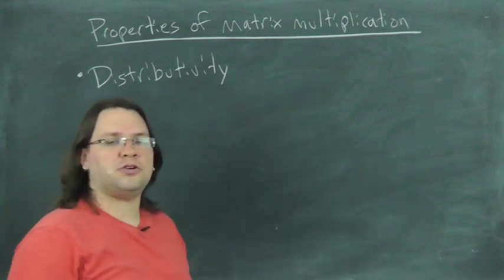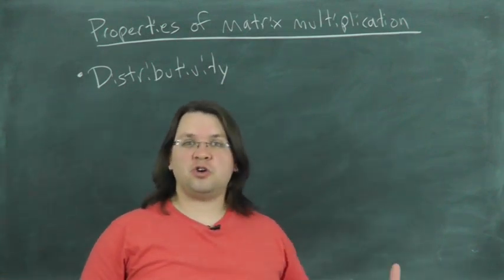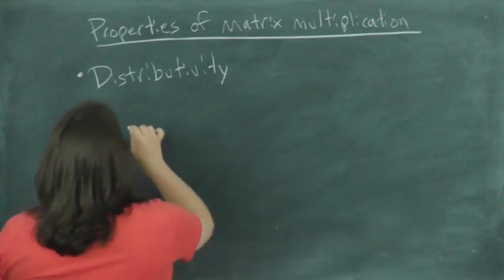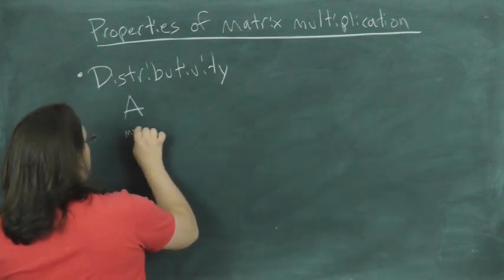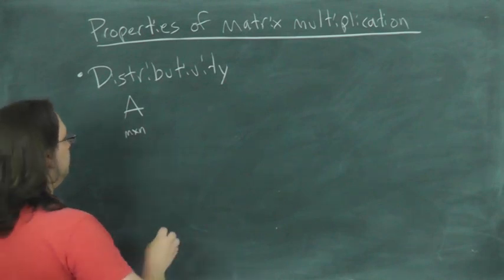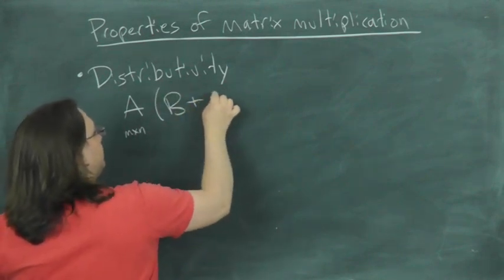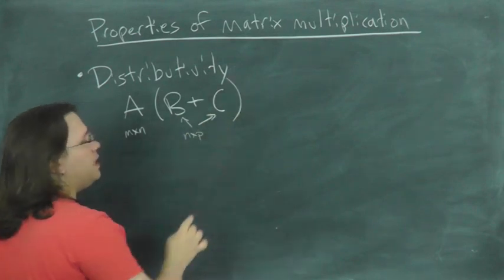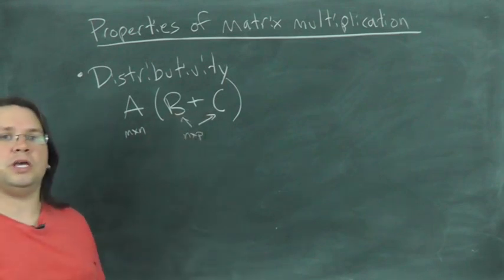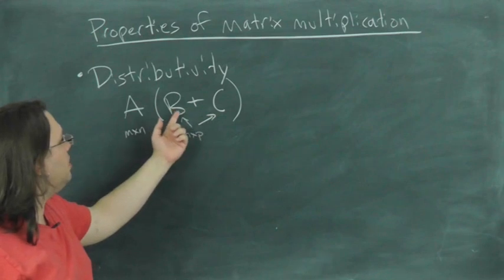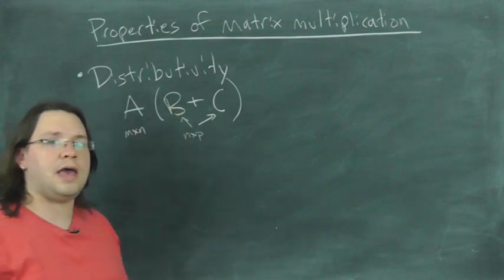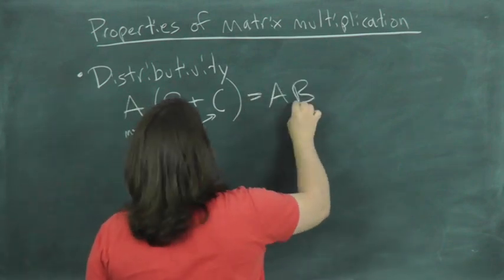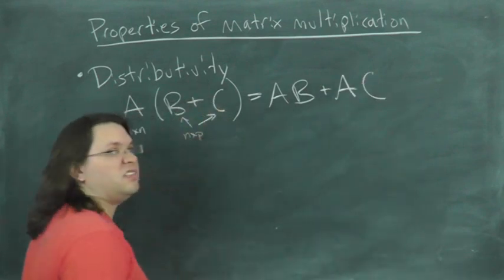The first property that matrix multiplication has is something called distributivity. And all this means is that it interacts well with addition. So if A is an m by n matrix, and B and C are both n by p matrices, so they're the same size, in particular, we can add them together. So if we start by adding them together, and then we multiply them by the matrix A to get an m by p matrix, that's the same as if we did A times B plus A times C.